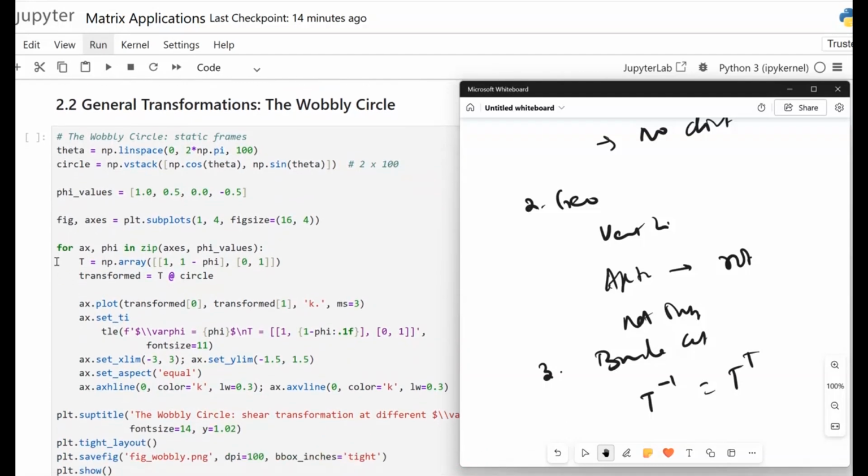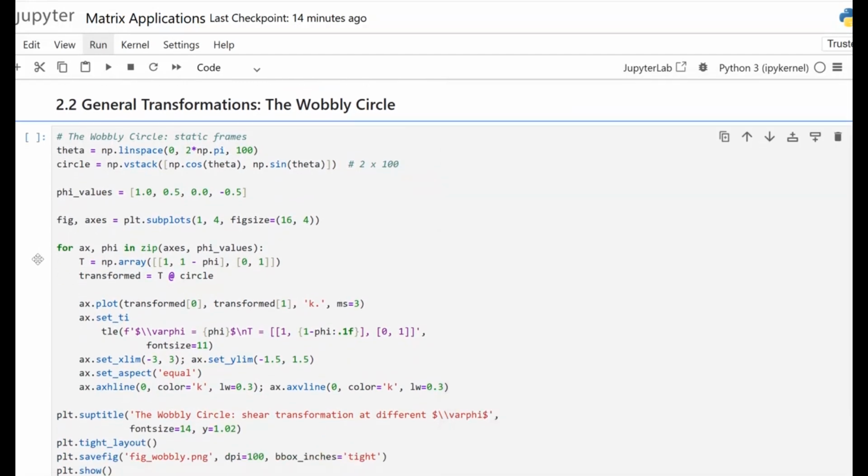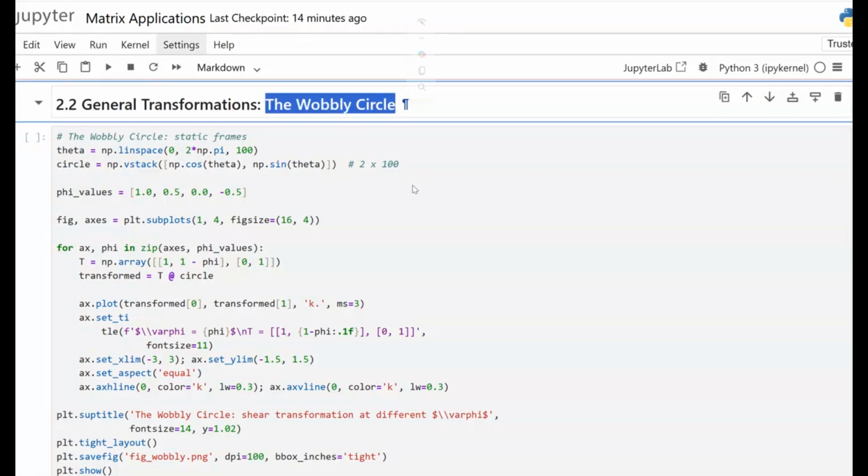Now next, kindly observe. We have just discussed that a pure rotation matrix preserves length. Here, a general 2 by 2 transformation matrix can both rotate and stretch. Rotate and stretch. That is what is specified as the wobbly circle.